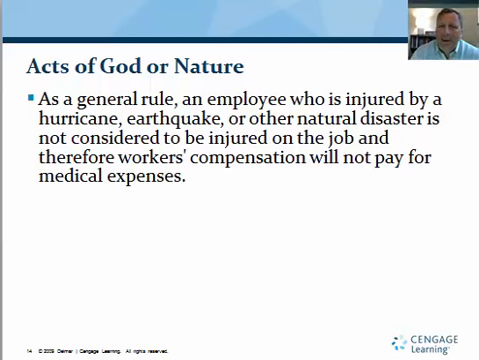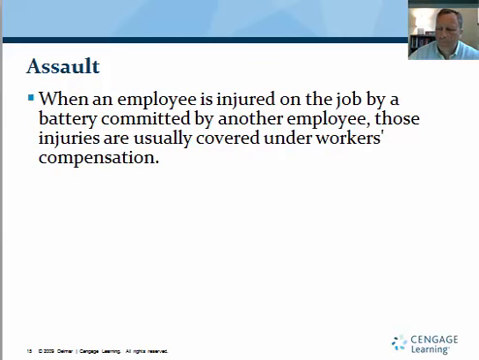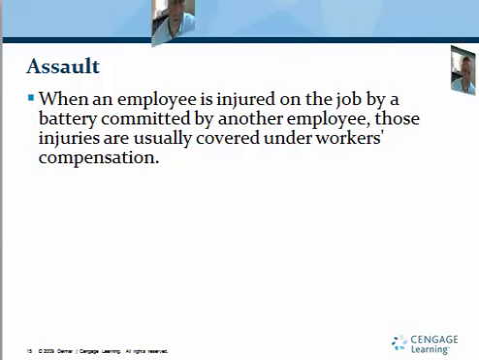Next exception is acts of God or nature. Just because you're at work doesn't mean workers' compensation covers. So let's say you're at work and an earthquake takes place, and the earthquake causes the building to fall in, and of course you get injured because you're inside the building. Well, that is an intervening cause that doesn't arise out of, it's not related to, your job. It's an act of nature. So those types of things are not covered by workers' compensation insurance.